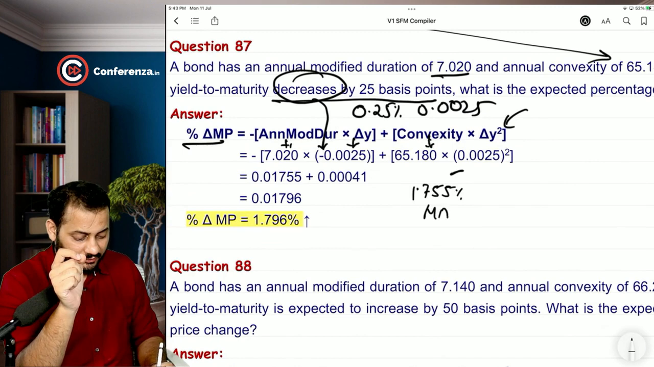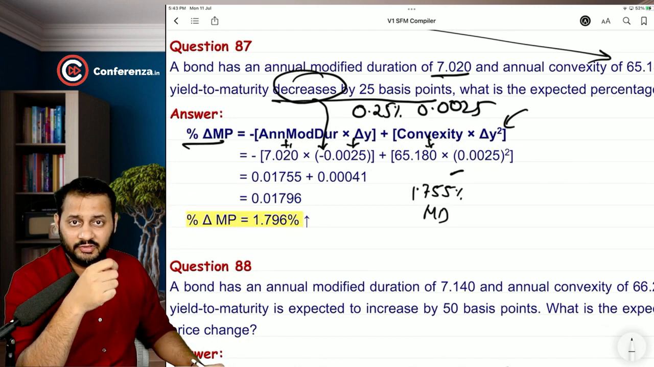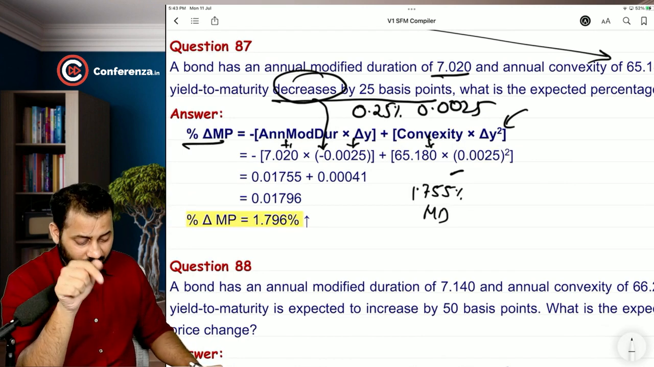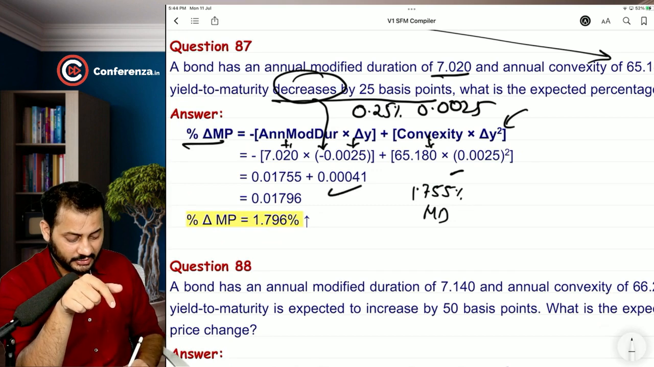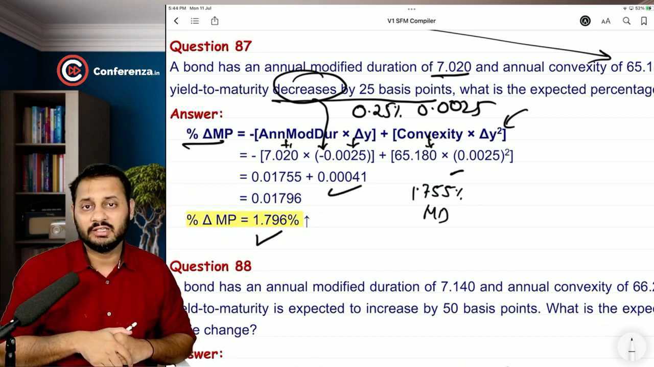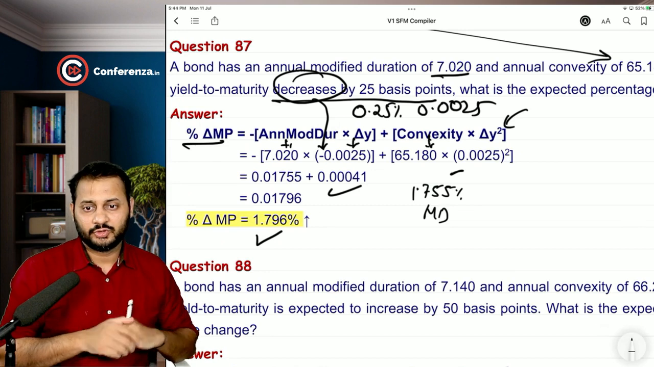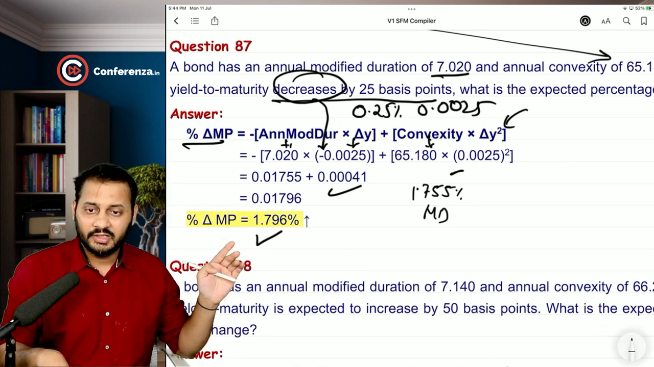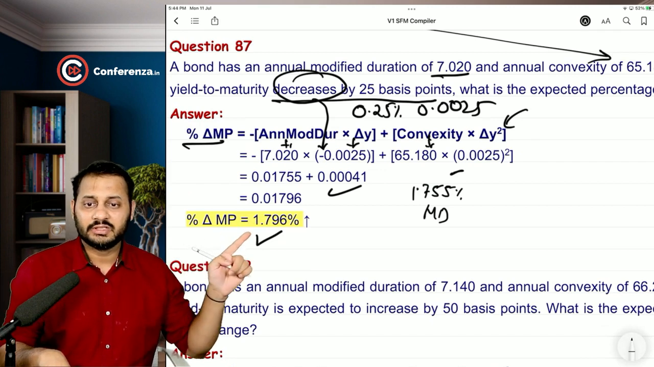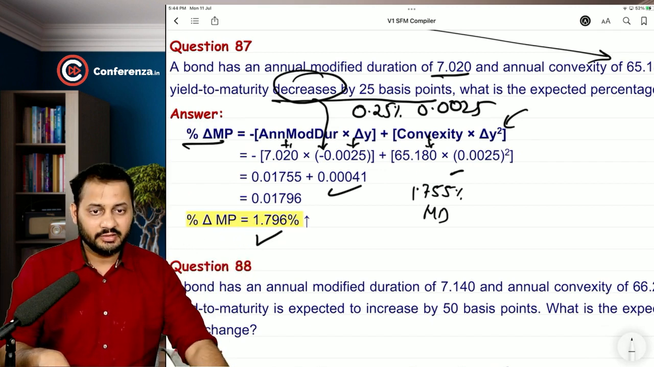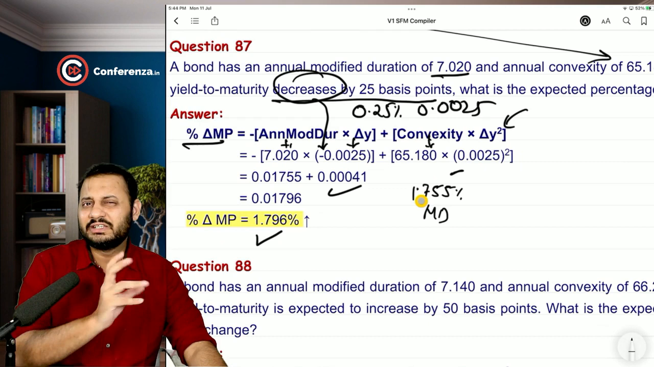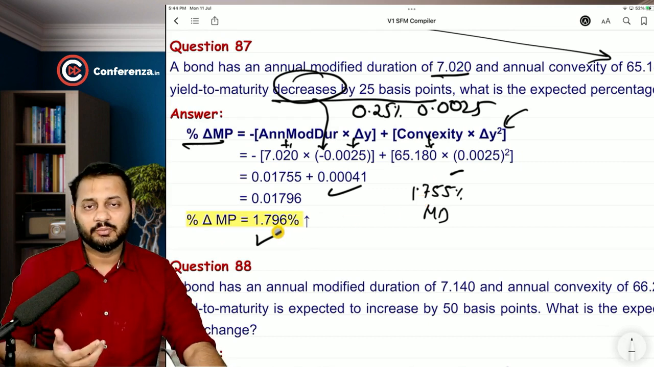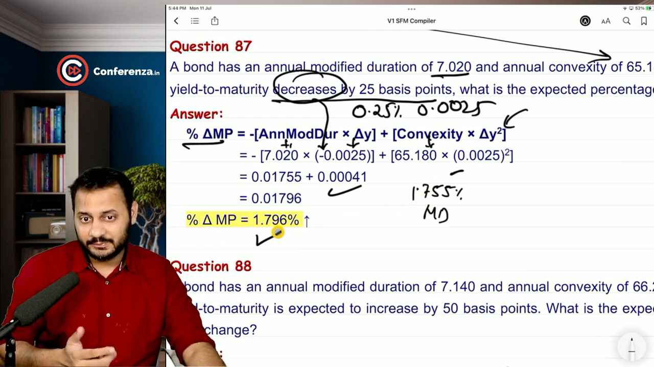1.755% is what modified duration says will be the change in market price. But after making an adjustment of this much, our answer comes to 1.796%. So after taking into consideration the convexity, the market price should change by 1.796%. The 1.755% was not that accurate, which 1.796% is.